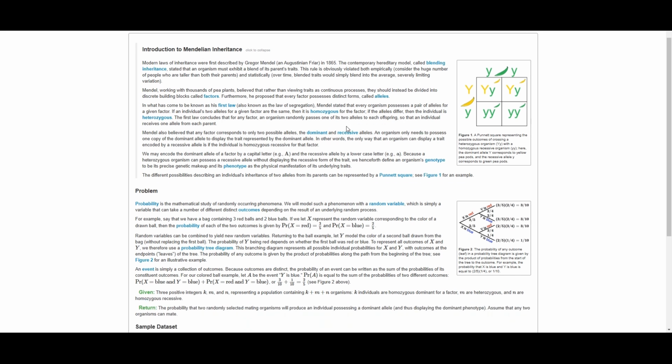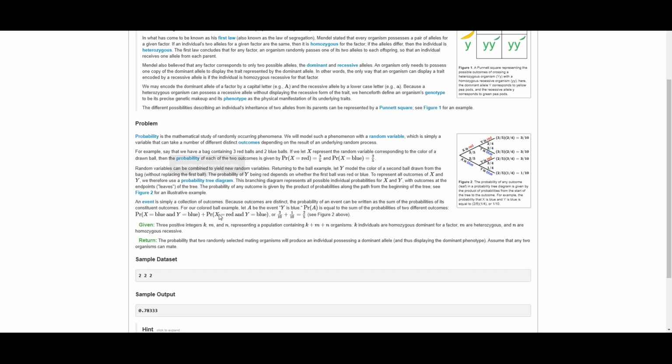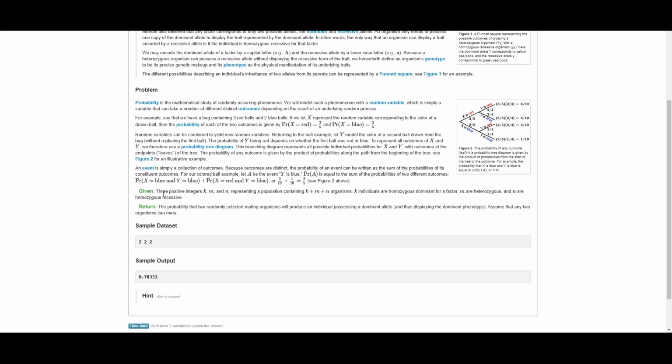In terms of the problem statement, the general summary is that it primarily deals with probability, dealing with these random variables, with more information defined under this general diagram tree. And then it gives you this problem statement that we will explore. Ideally, we need to return this case right here where an individual possesses a dominant allele.